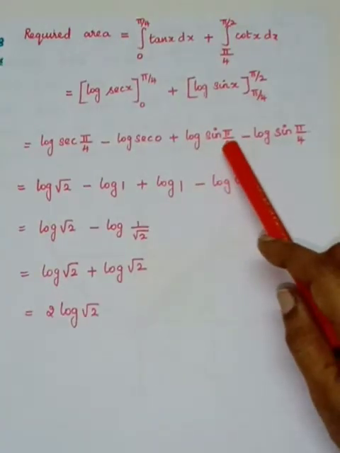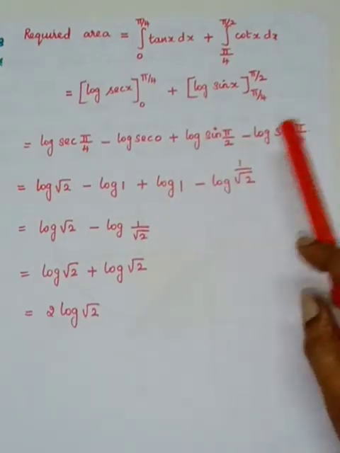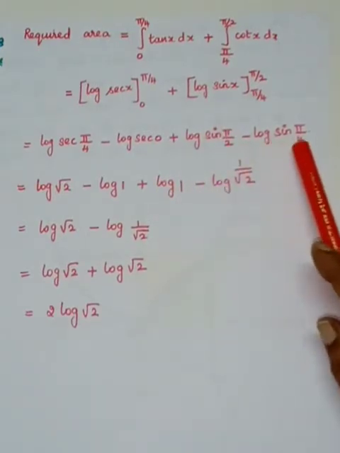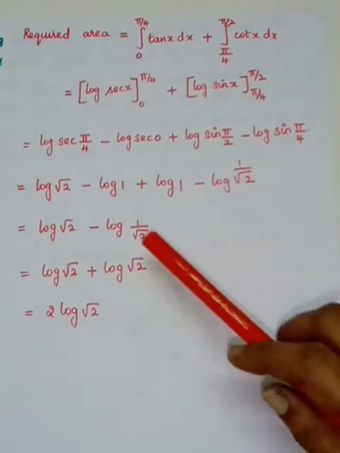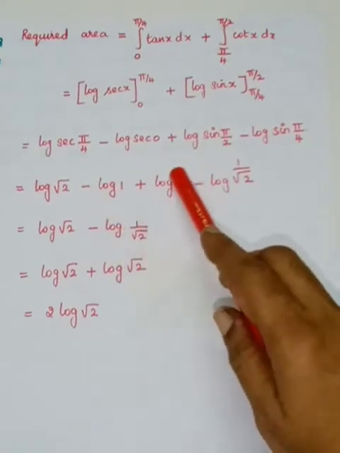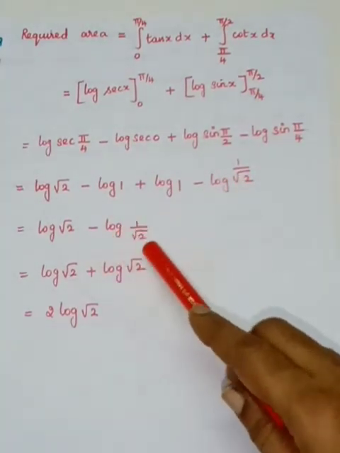And sin pi by 2. Sin 90 degrees is 1. So therefore it is log 1. And here is log sin pi by 4. Sin 45 degrees is 1 by root 2. So it is log 1 by root 2. And see that minus log 1 and plus log 1 get cancelled. This will become minus log 1 by root 2.